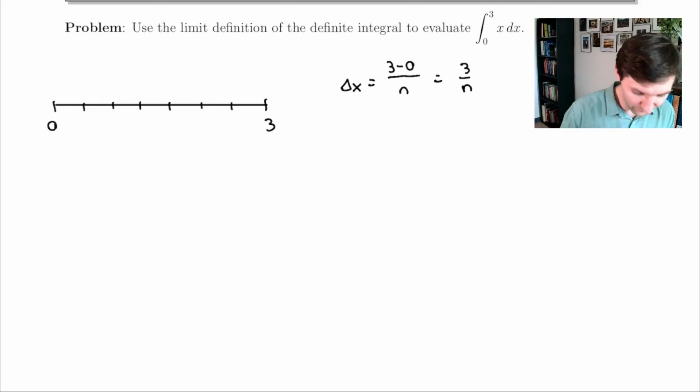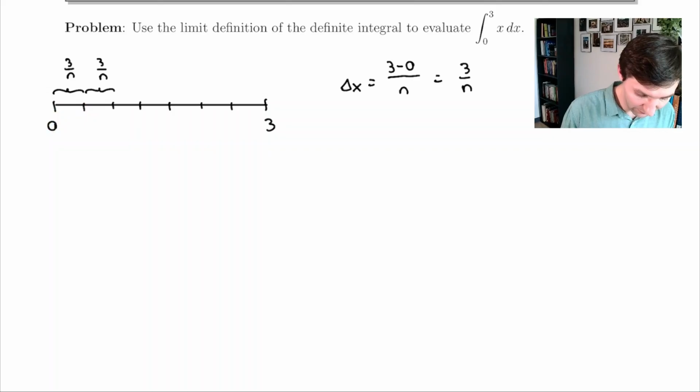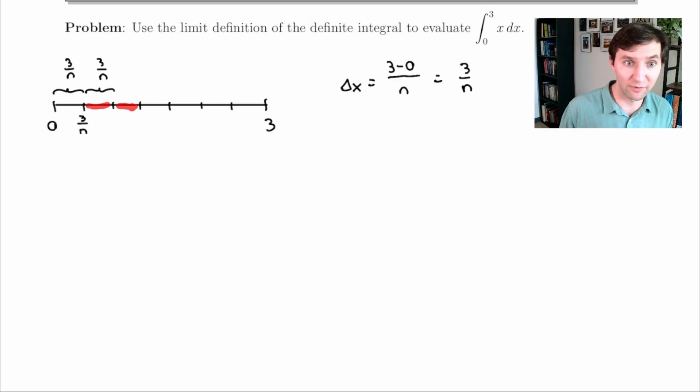This means that the first subinterval has the length 3 divided by n. The second subinterval has the length 3 divided by n, and so on. Because this number right here is 0, the next number which separates the first subinterval from the second one must be exactly 3 divided by n. The next point which separates the second subinterval from the third must be 3 divided by n plus 3 divided by n, which is 2 times 3 divided by n.